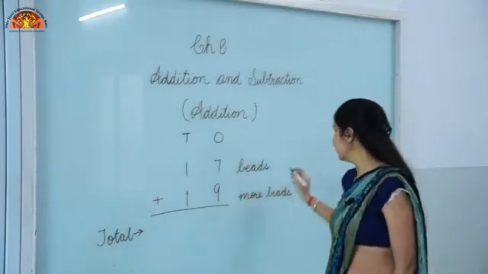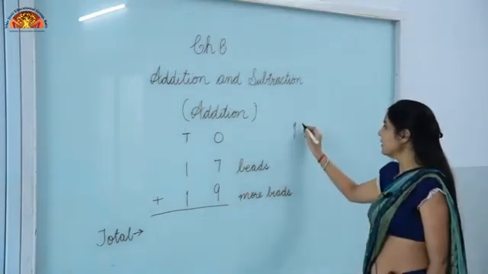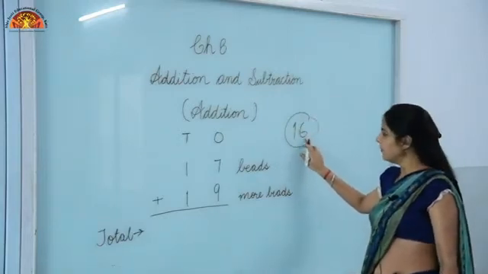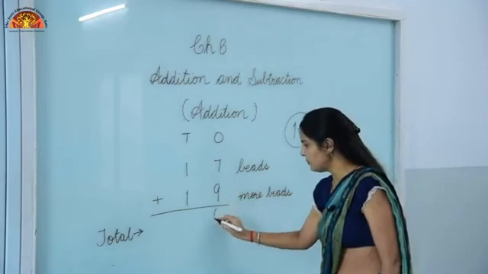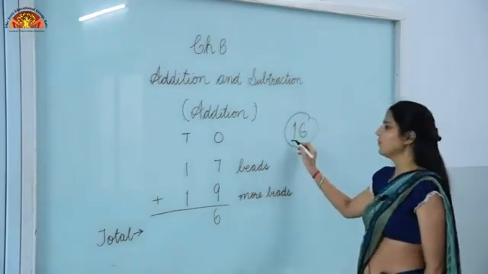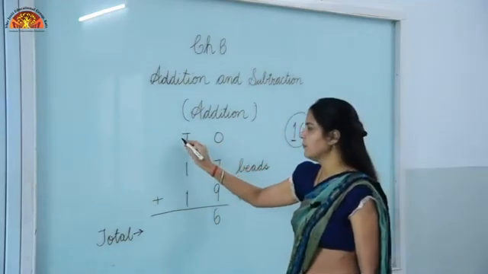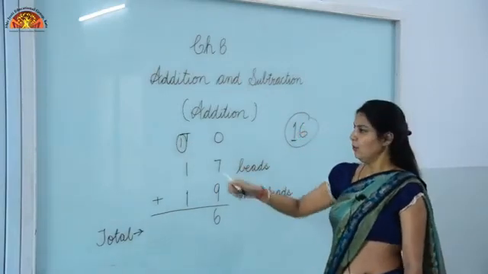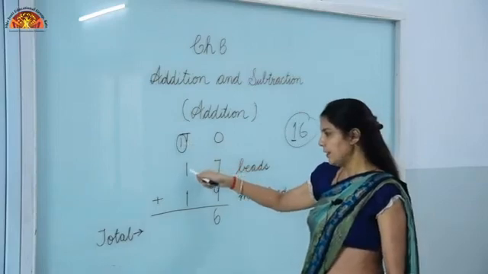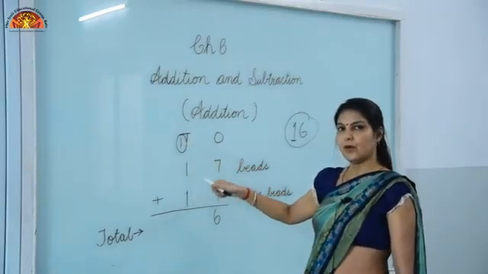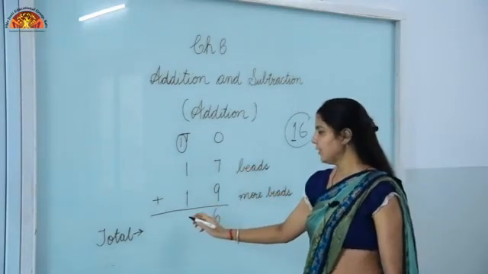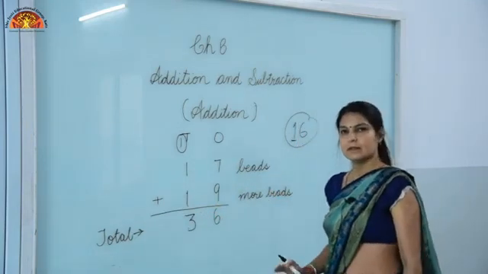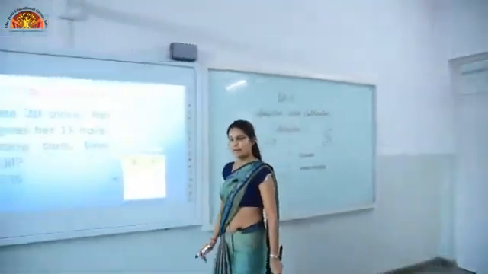It is 16. How many digits are here in 16? 2 digits. So what will we do? We will write the ones digit here at the ones place, and the other digit we will carry over to the next number. Clear everyone? Now 1 plus 1 plus 1. What will we get? We will get 3 here. So total beads Asba has is 36.